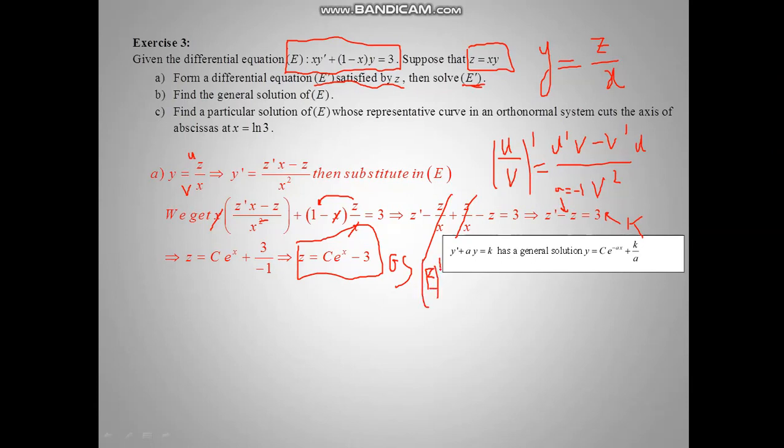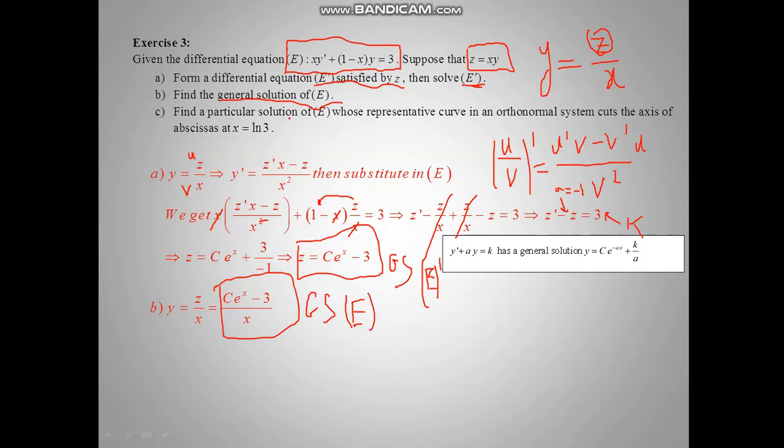Okay, look how easy it is to find the general solution of E. We don't have to do any work on the differential equation. We have only to replace this z by the value found here. So y equals z over x, z is equal to this one over x, and this form is the general solution of E.